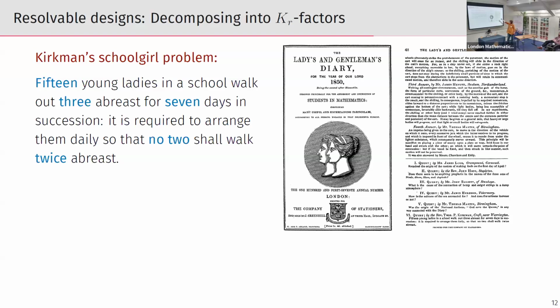So there was this funny little periodical, the Ladies and Gentlemen's Diary. Let me read, because this is designed particularly for the amusement and instruction of students in mathematics, comprising many useful and entertaining particulars, interesting to all persons engaged in that delightful pursuit. Somehow people could write to this periodical. It was printed in London here. Anyway, people could write and ask some questions there.